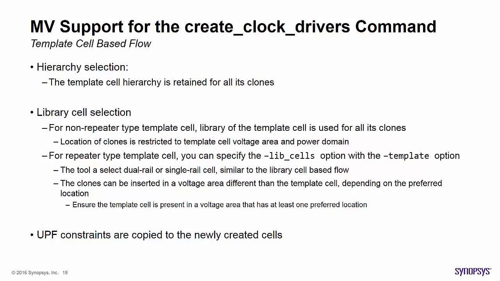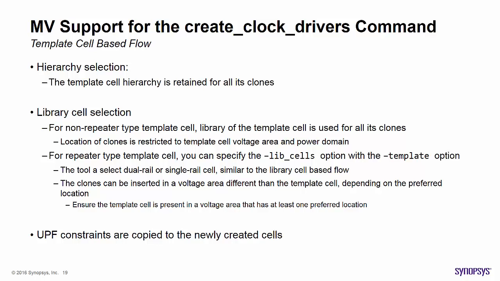In the template cell-based flow, the template cell hierarchy is retained for all of its clones. UPF constraints are copied to the newly created cells. In case a non-repeater template cell is specified, the library of that cell is used for cloning. The location of these clones is the voltage area and power domain of the template cell.